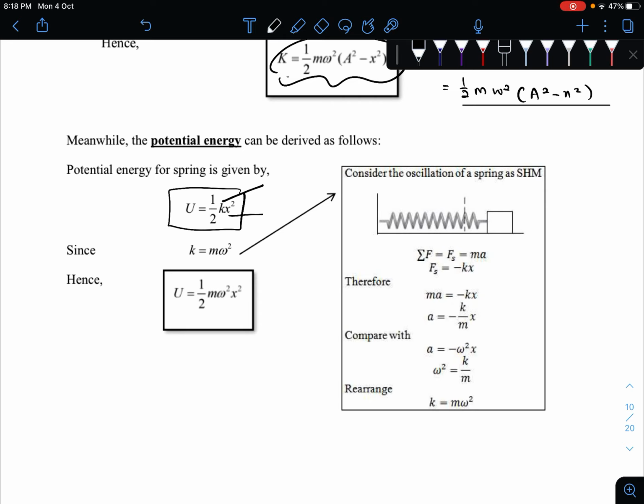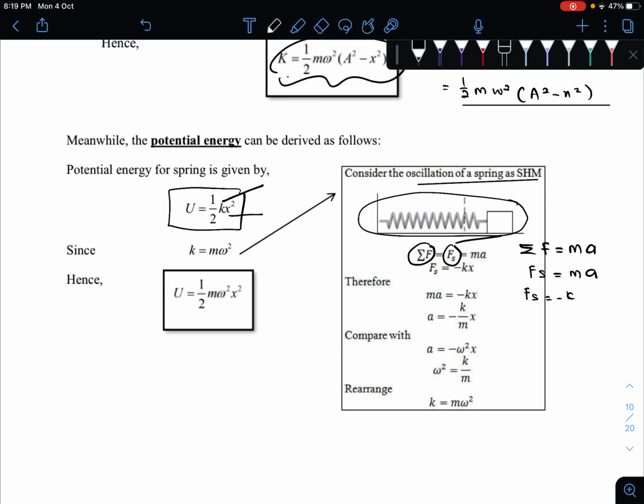Okay, so let us look at the oscillation of a spring in simple harmonic motion. Summation F of a spring here is equal to the restoring force. The restoring force of a spring Fs is equal to mass times acceleration, because we know according to Newton's law, summation F must equal ma, whereas the force we experience in a spring is the restoring force. Fs will equal ma. The restoring force has its own equation, which is negative kx. So now we are going to equate these two, where negative kx equals ma, because both of these equal the restoring force.